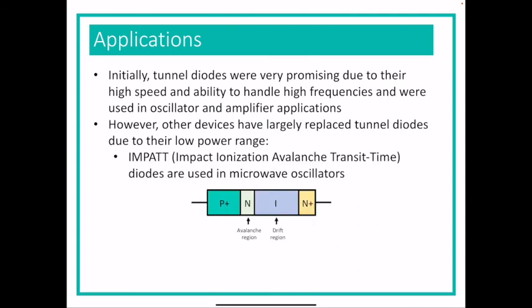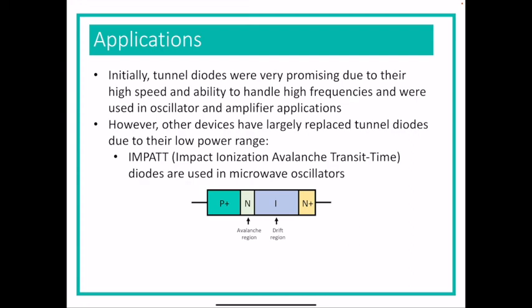So nowadays, impact diodes are used in microwave oscillators. These would be a type of diode that is degenerately doped at either end. So the P and the N region are degenerately doped, just like in a tunnel diode. But there is an avalanche and drift region that is put between them that changes the characteristics of that diode.